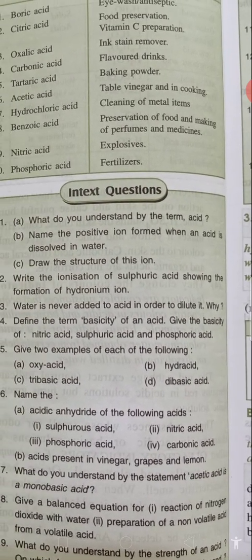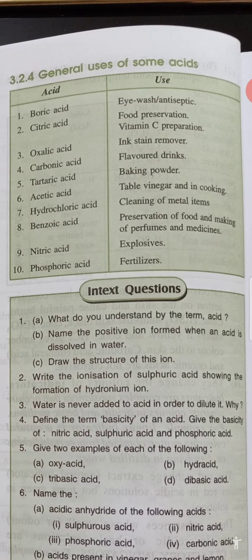Now children, we come to the uses of some of the important acids, for example boric acid. It is used for eye wash, it is used as an antiseptic, and children, you might have heard that boric acid is also used on caroms to play caroms. Citric acid is used as a food preservative, and it is also a source of vitamin C. Oxalic acid is used as an ink stain remover.